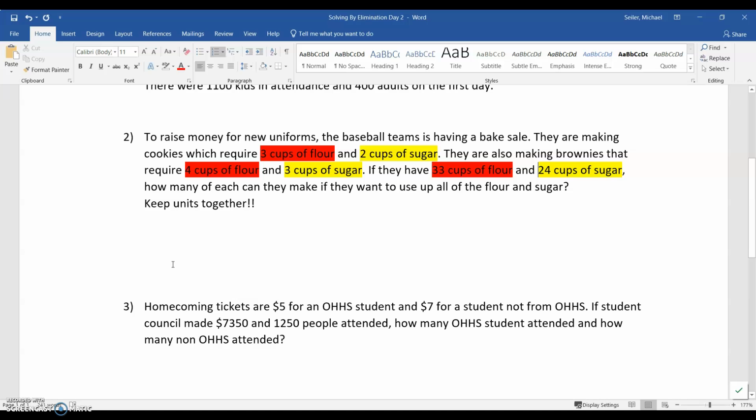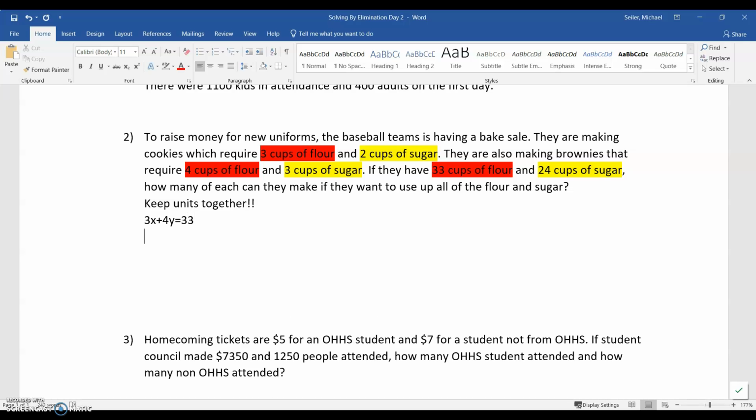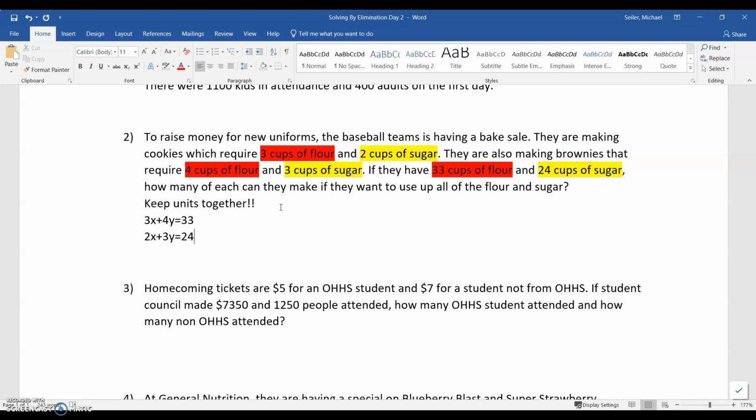So I'm going to keep flour with flour with flour for my first equation. I'm going to have 3x plus 4y, because x represents my number of cookie batches, y is my number of brownie batches, so be careful when you set that up. And I have 33 cups of flour total. For our second equation, I've got 2 cups of sugar for cookies, plus 3 cups of sugar for the brownies, and 24 cups of sugar total. Okay? Again, setting these up is the hard part. Once this is done, type it in Desmos, see where they intersect, and explain your answer.